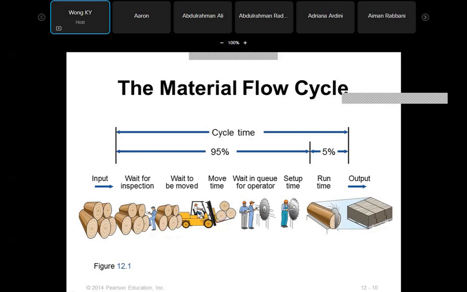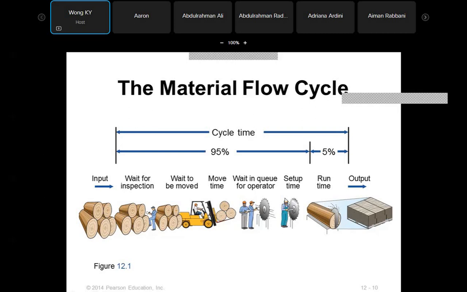Okay, so transportation will consume time, so you have moving time here. Once it reaches the production department, maybe it has to queue or wait again for the operator to come and process the raw material. Imagine the operator has come, but then the operator cannot process it yet because the operator will have to set up the machine. In this case, the cutter.